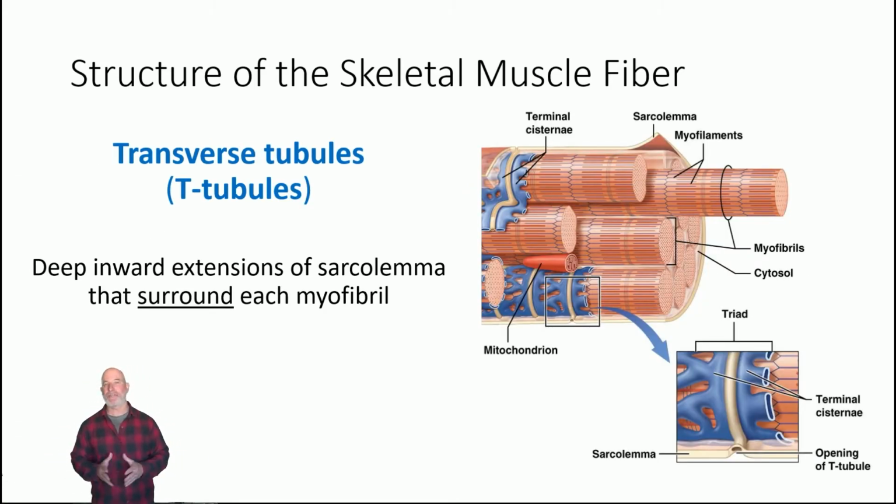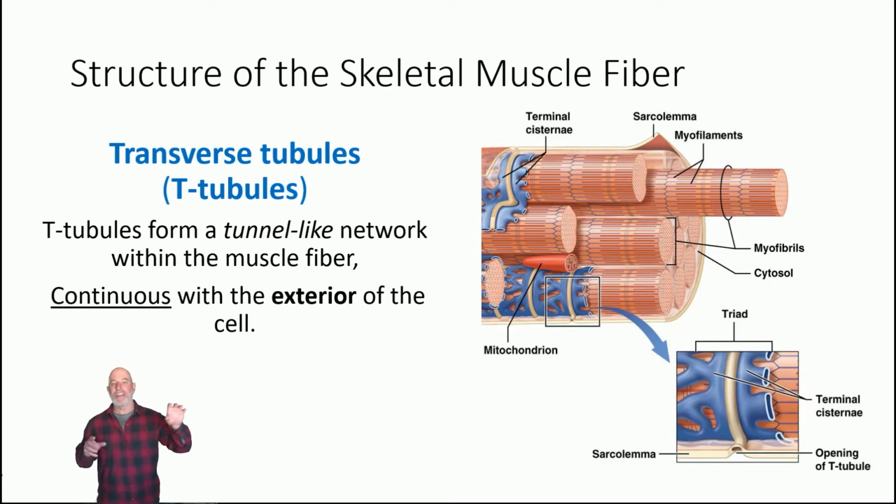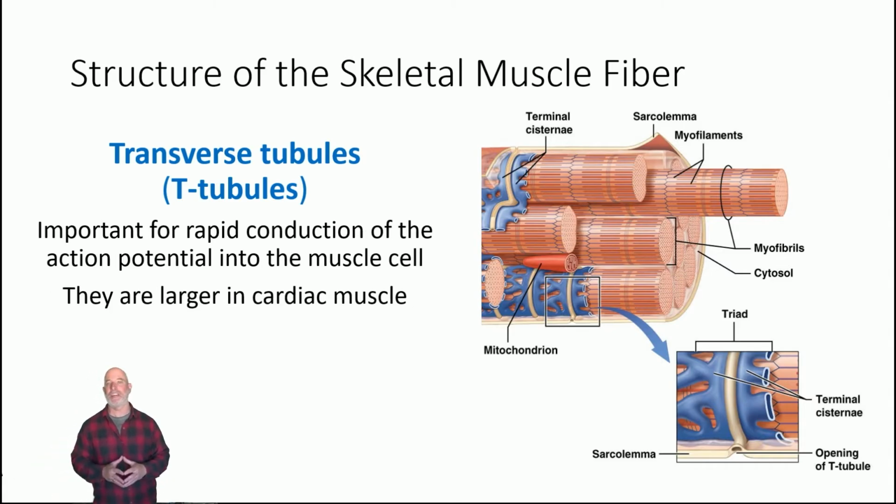Next, we have these transverse tubules. I'm going to call them T-tubules from now on. And these are extensions from the sarcolemma. So remember, the sarcolemma is our cellular membrane surrounding our muscle cell, surrounding our muscle fiber, right? Okay, so that means that you have this extracellular matrix surrounding it, and the T-tubules form this tunnel-like network through the muscle fiber, okay? And they get right up next to the sarcoplasmic reticulum. And they're continuous with the exterior, okay? And this is very important that they're continuous.